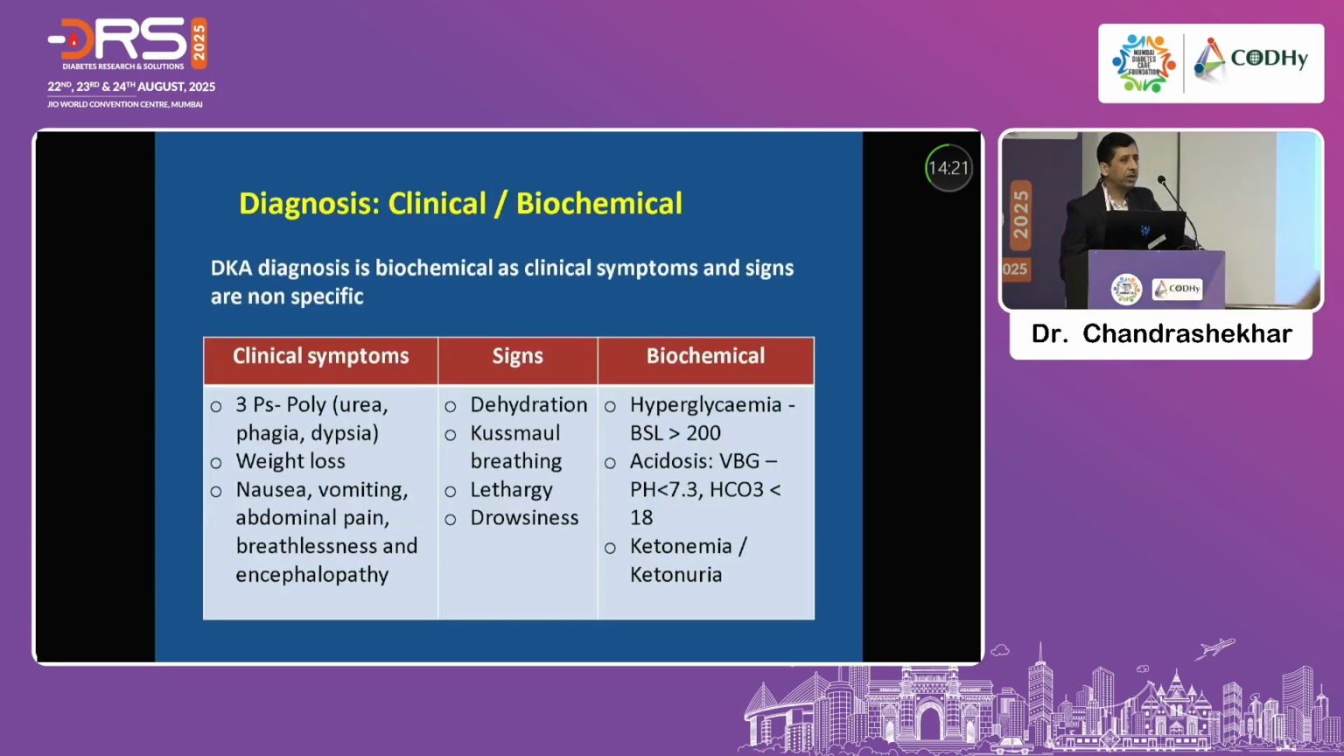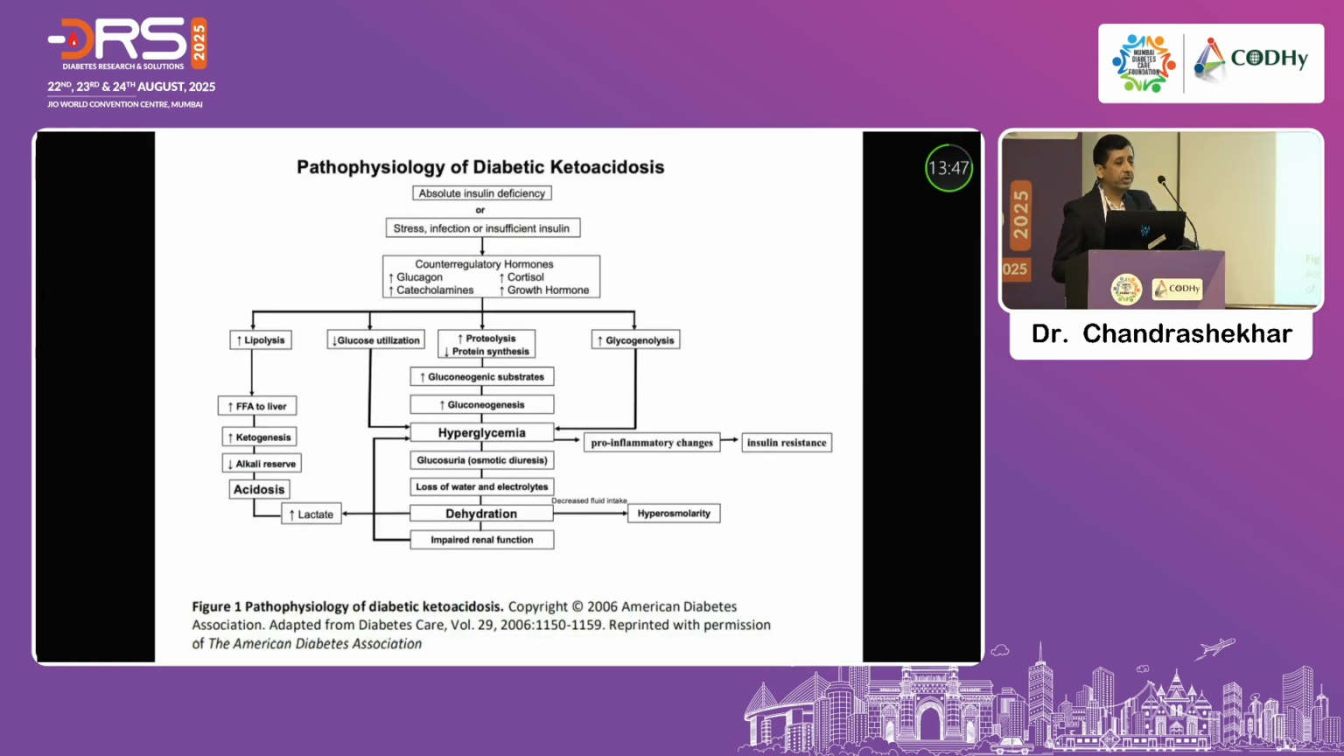Diagnosis-wise, it's more or less a biochemical diagnosis, where we rely on blood glucose, acidosis like bicarbonate and pH, and then ketones. But there are clinical signs and symptoms also: polyuria, polydipsia, polyphagia, weight loss, breathlessness, and signs of dehydration, Kussmaul breathing, lethargy, and drowsiness. But we rely for diagnosis on biochemical parameters.